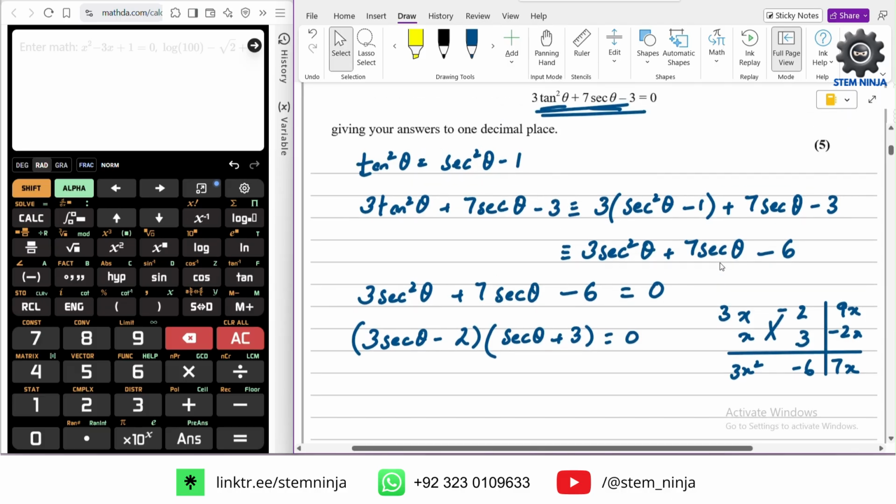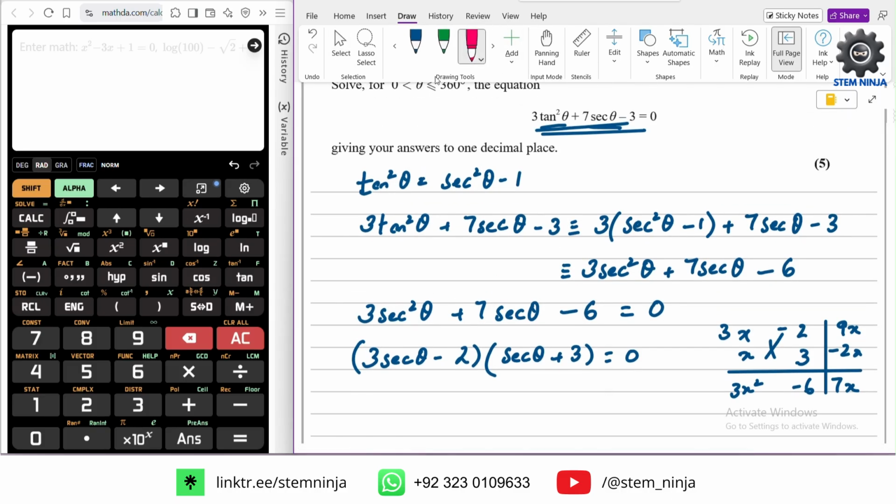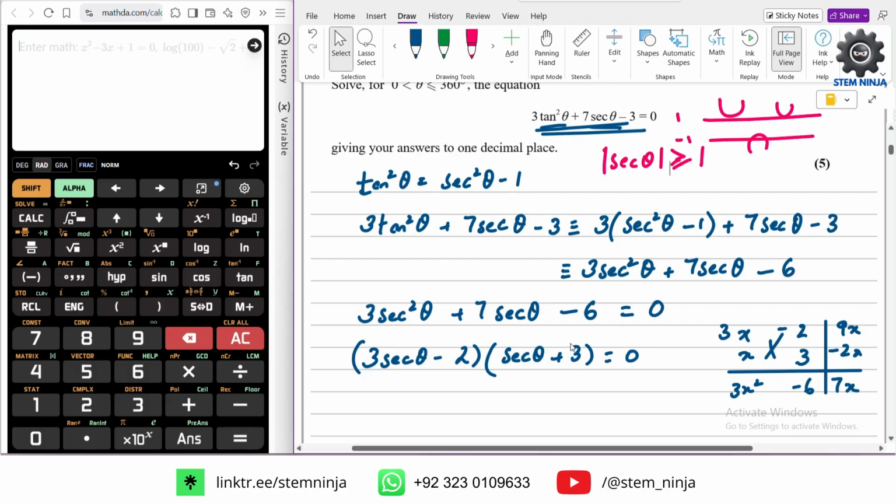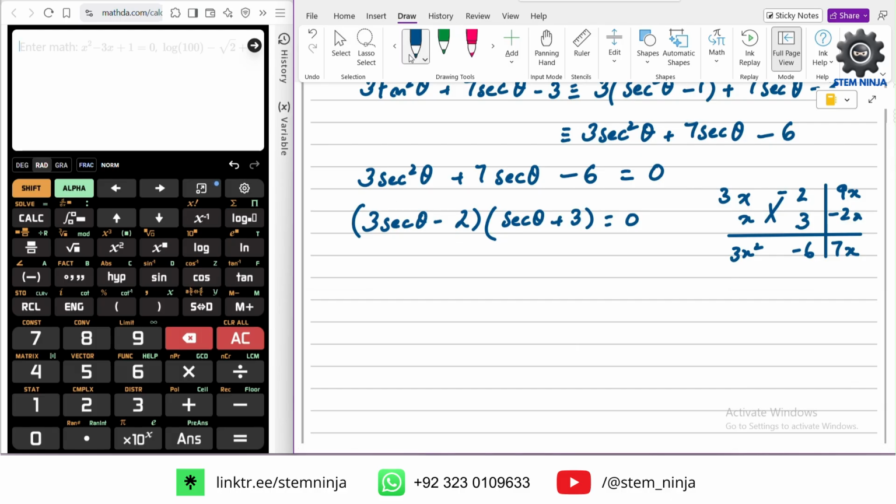Now remember, secant theta is the reciprocal of cosine. So the magnitude of secant theta is always greater than or equal to 1, because it exists sort of like this. So it does not exist between 1 and minus 1. So any value that comes into that form, we will disregard. So secant theta equals 2 over 3. Obviously, this will not give us any solutions because the reciprocal of that will be 3 over 2. So we will not be able to get any solutions from this.